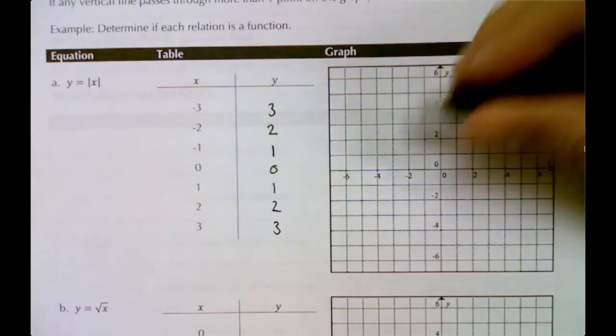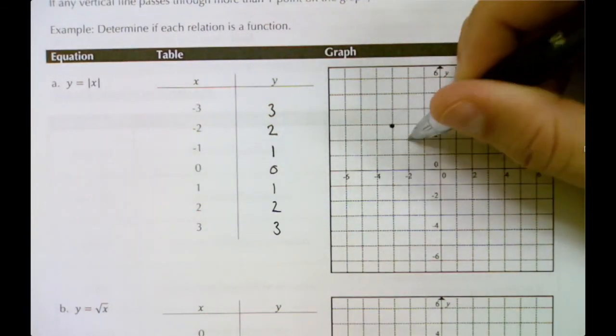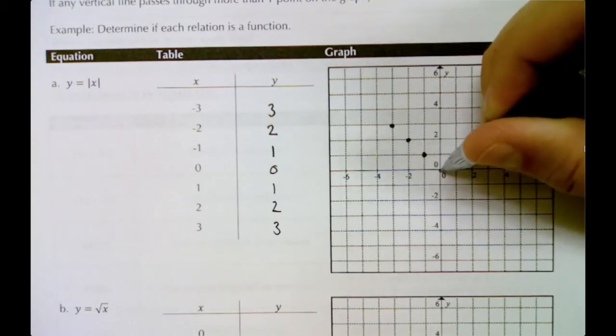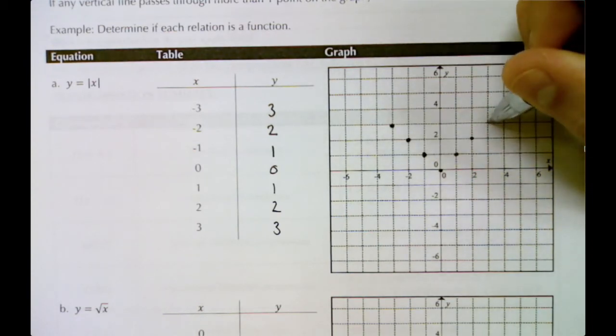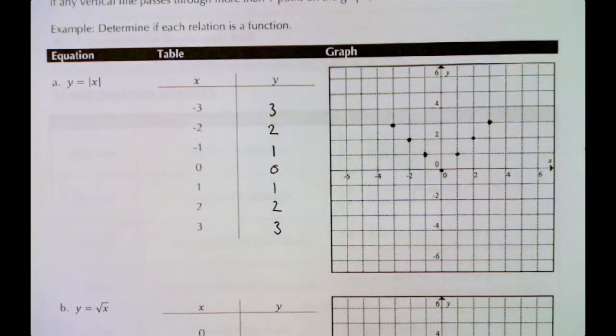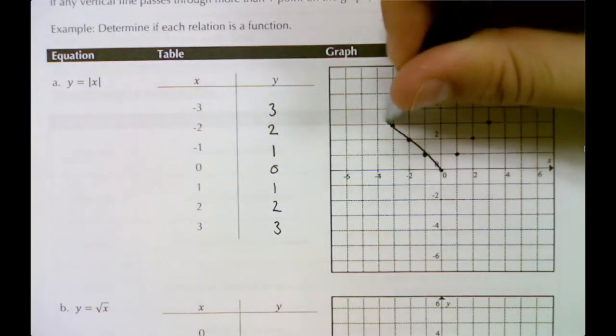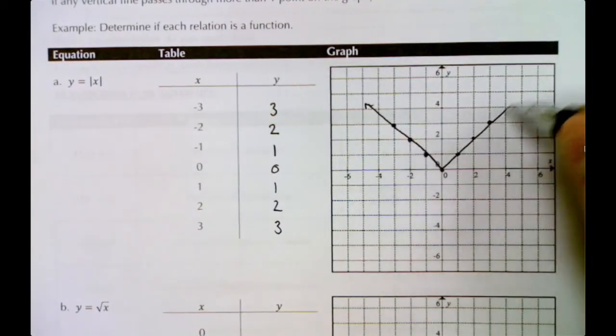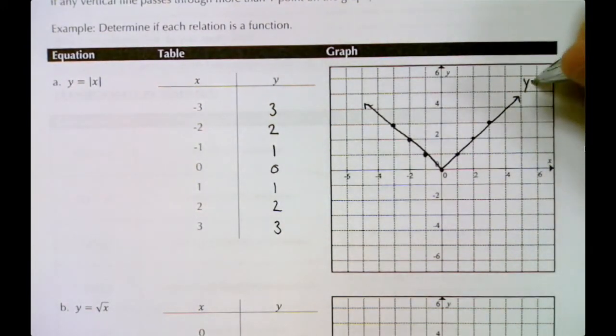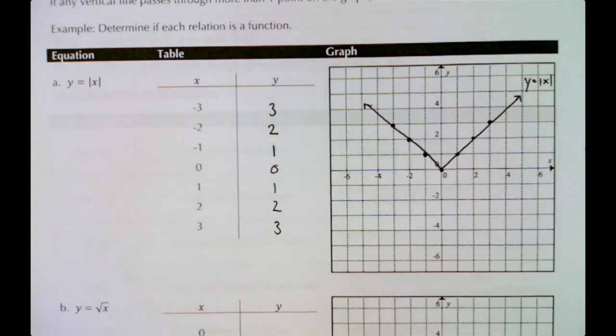So if we were to graph these points, negative 3, 3, negative 2, 2, negative 1, 1, 0, 0, 1, 1, 2, 2, 3, 3, we end up with a graph that's 2 straight lines. I should be using a ruler. It looks like this. So to see if it passes the vertical line test, we just have to draw some vertical lines and ensure that the vertical line only hits our function once. If it hits it more than once, if it hits it twice, anywhere on the graph, it fails the vertical line test and it is not a function.